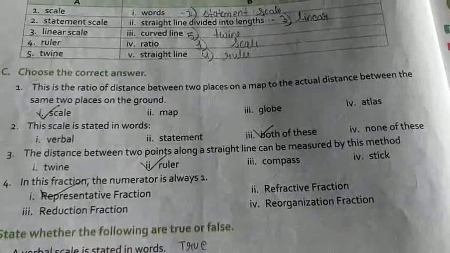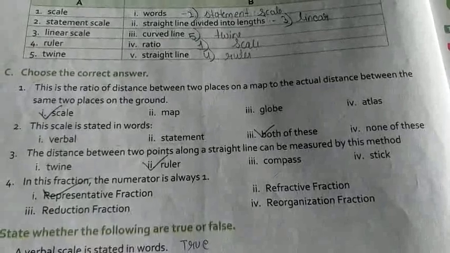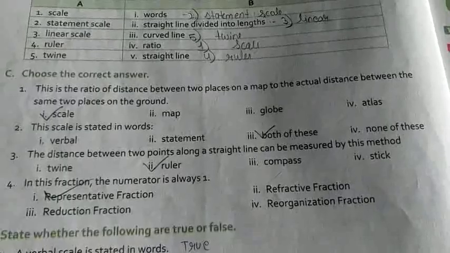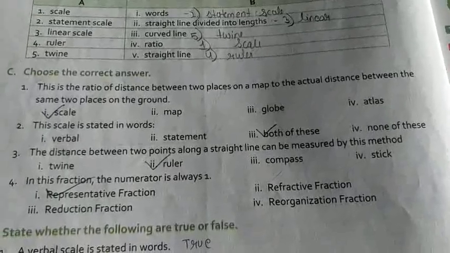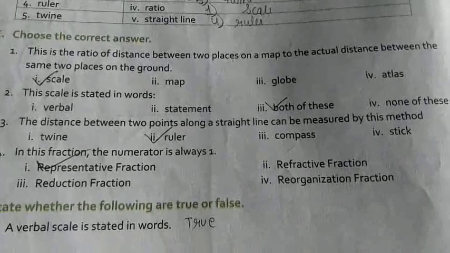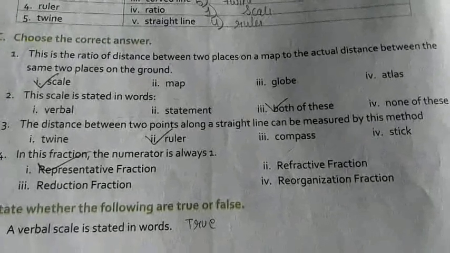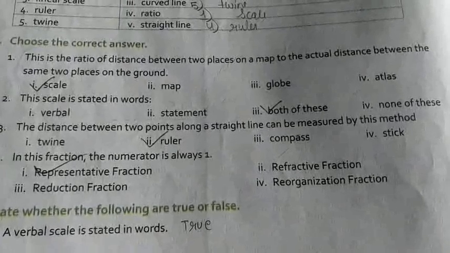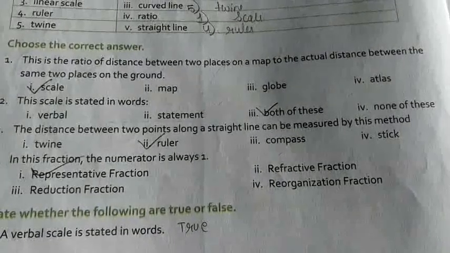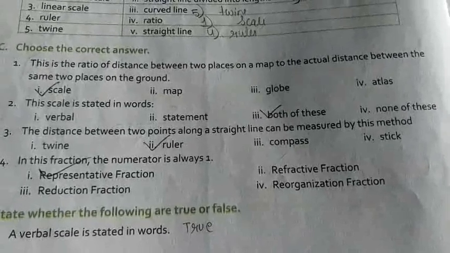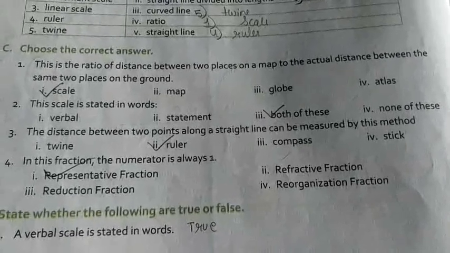The distance between 2 points along a straight line can be measured by this method: twine, ruler, compass, stick. It can be measured by a ruler. In this fraction, the number is always 1. Number 1 representative fraction, number 2 refractive fraction, number 3 reduction fraction, and number 4 reorganized fraction. The first one is the correct one, representative fraction.